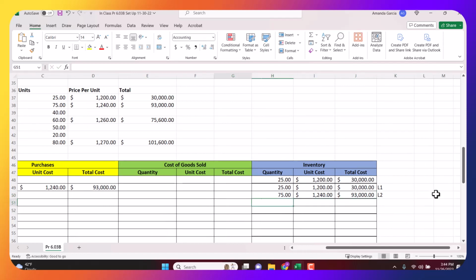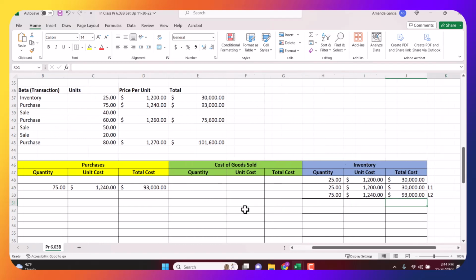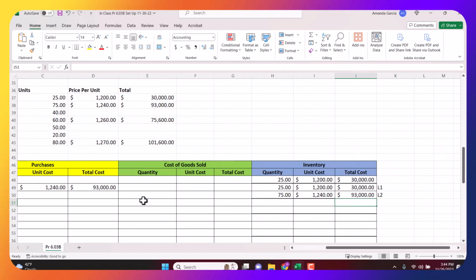So now I have the 2 layers of inventory. I'm going to look up here to my chart and it says we're going to sell 40 units. Okay. So LIFO, instead of going to L1 to start selling, I'm selling from the newest stuff, whatever the L2 or L3, whatever that layer is, the last layer we got. So I look here and I say, do we have 40 units? Well, actually we have 75.